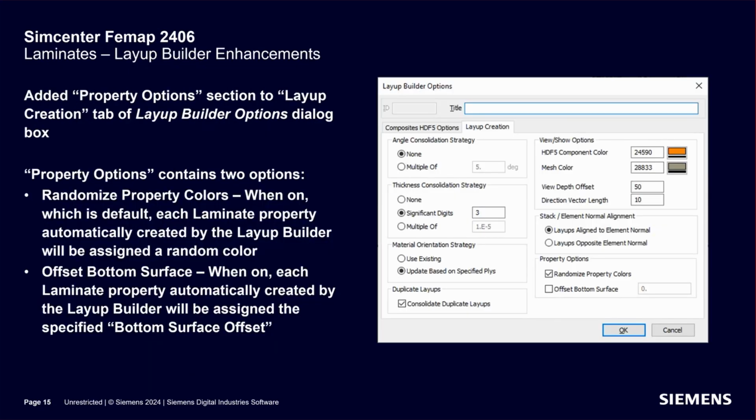Just a couple things on the layup builder. One of those options that we didn't have because it was making so many properties: to actually be able to visualize it, typically what you'd want to do is just randomize them, so we added an option there. And a lot of times when you're making things, you want to offset to the bottom surface and add your offset in to go to your particular location. Those weren't in there before, so those are going to be in 2406.